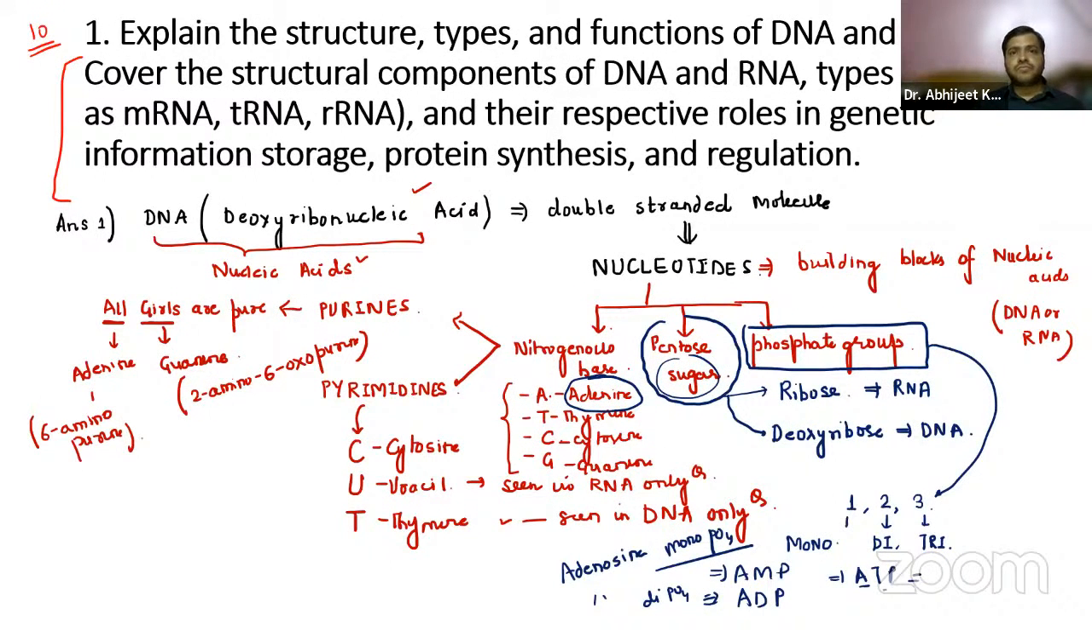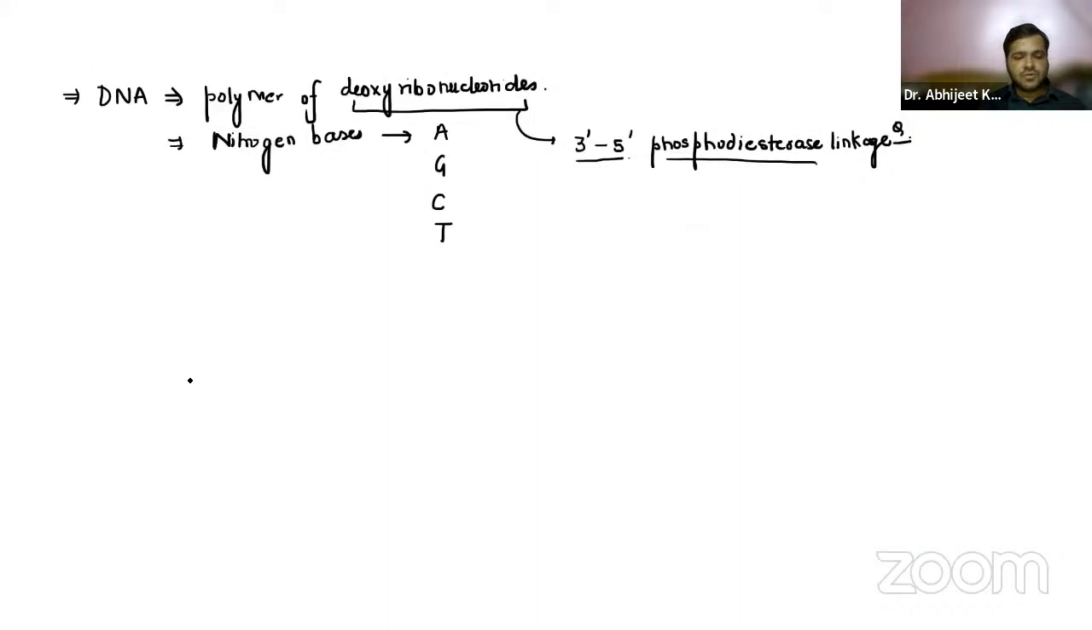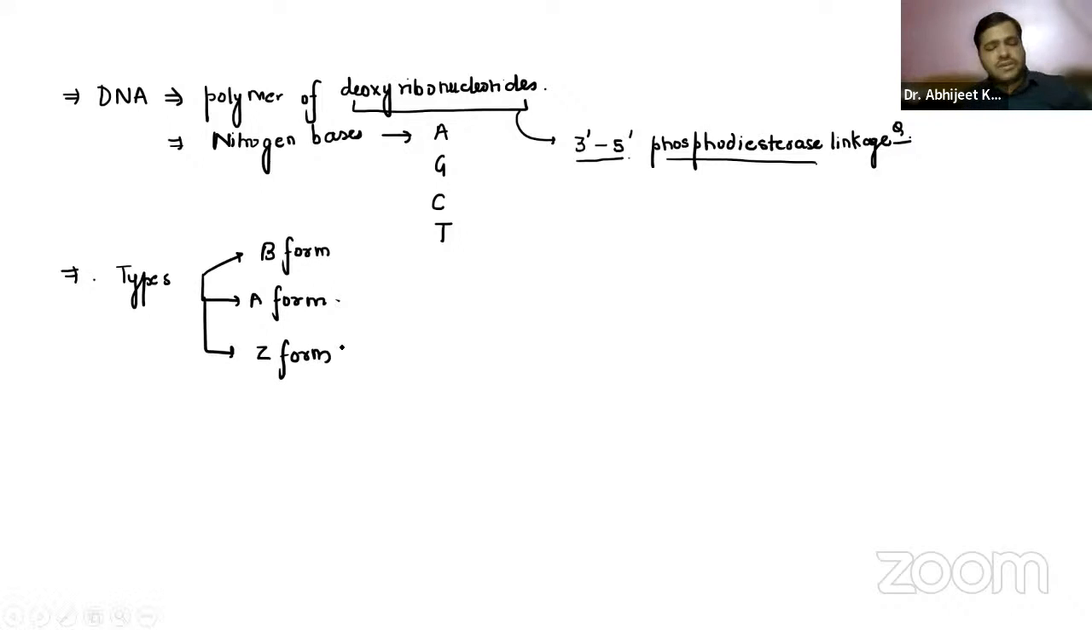Now, again, if we talk more about the structure of the DNA, we have to discuss the types of DNA also. There are many different forms of DNA, guys. And if we talk about the major ones, we have B form, we have A form, and we have Z form of DNA.